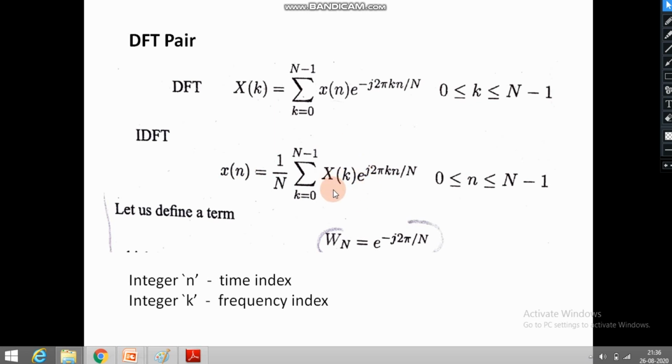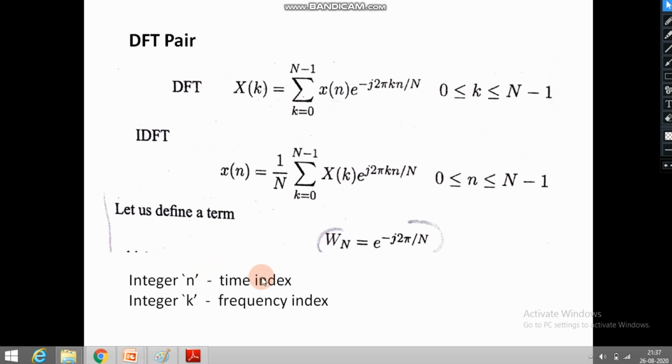and we have defined this term as W_N, which is equal to e^{-j2π/N}, and this term has a particular name, which is called the twiddle factor or phase factor, because this factor is the one which controls the phase of the DFT. As I have told before, this e^{-j2π/N} is the factor which controls the phase of the DFT.